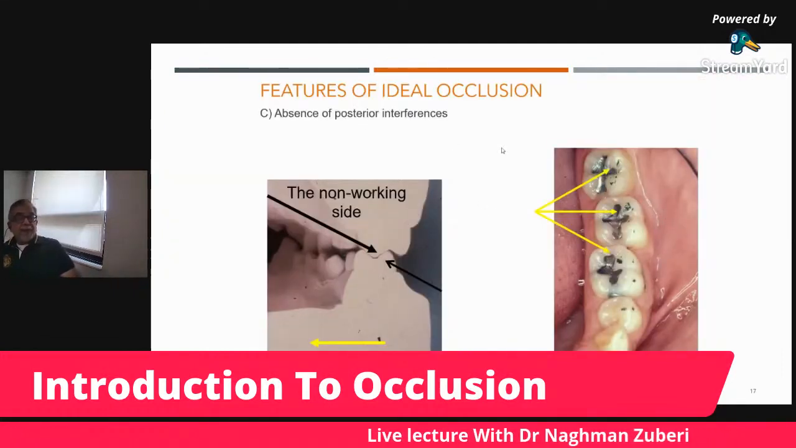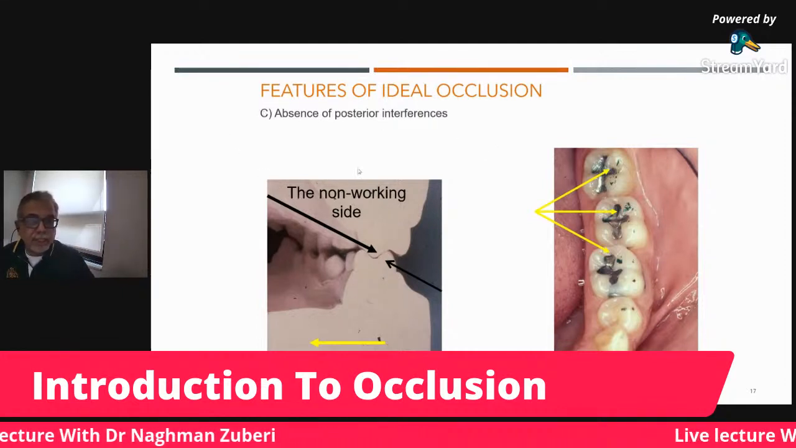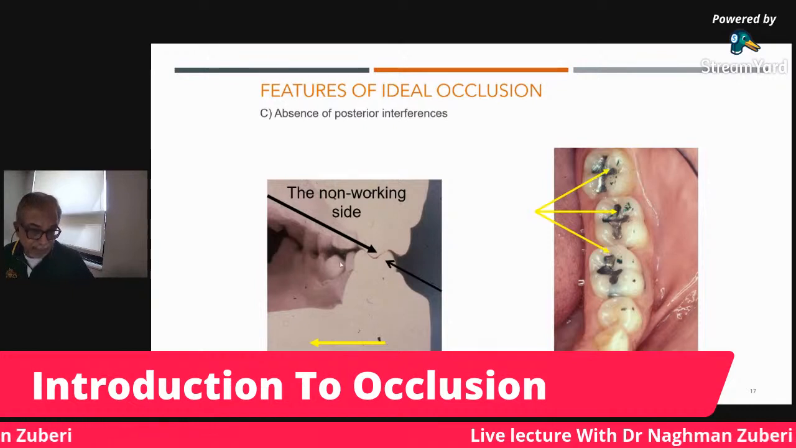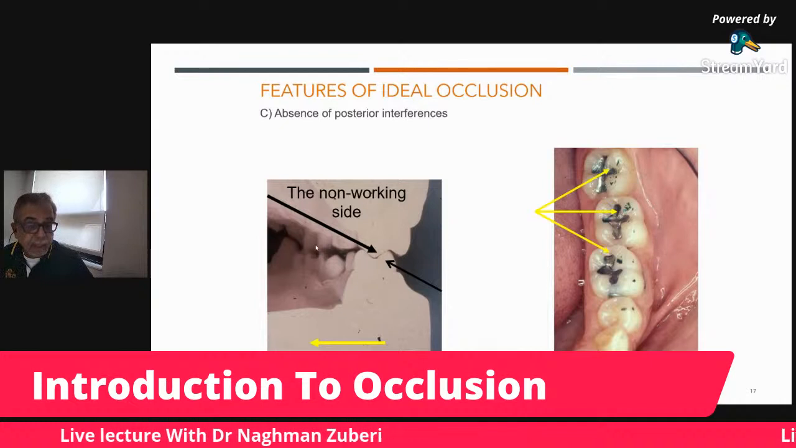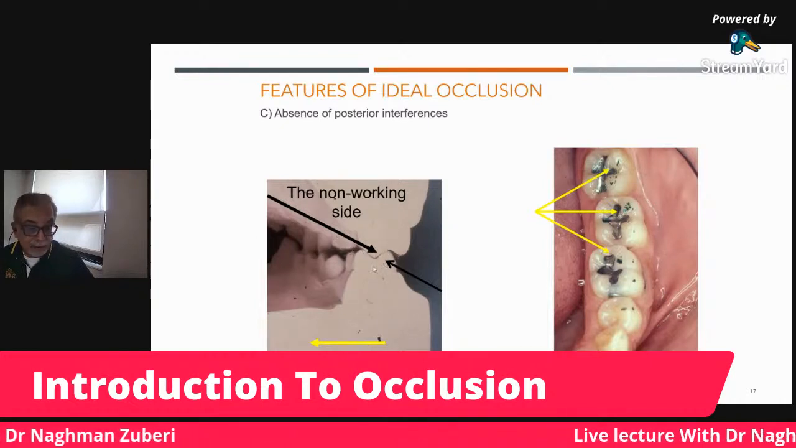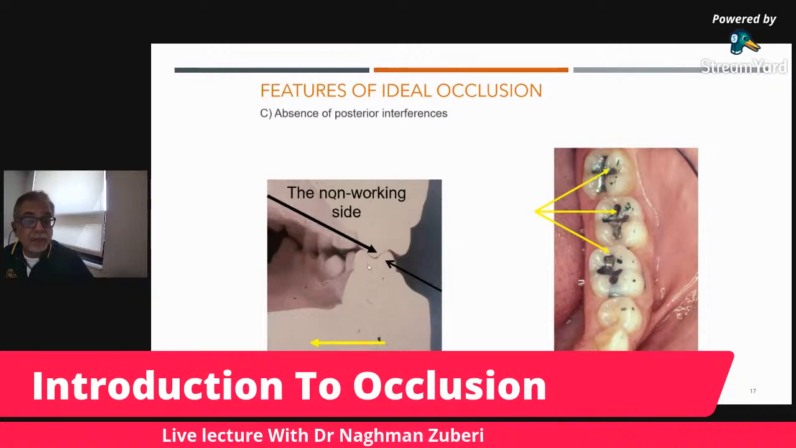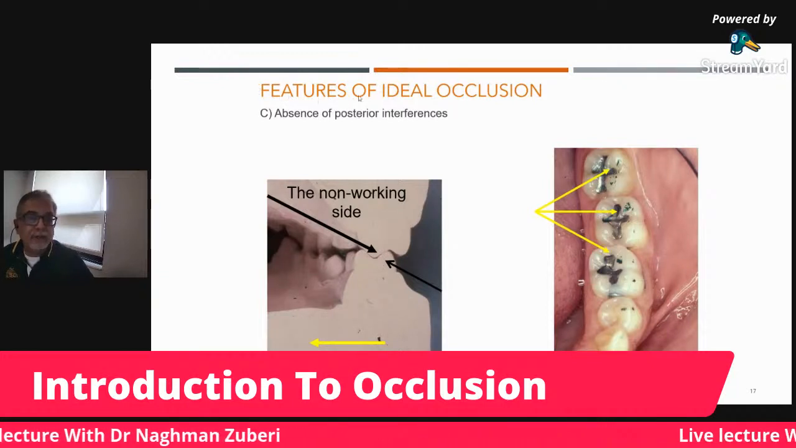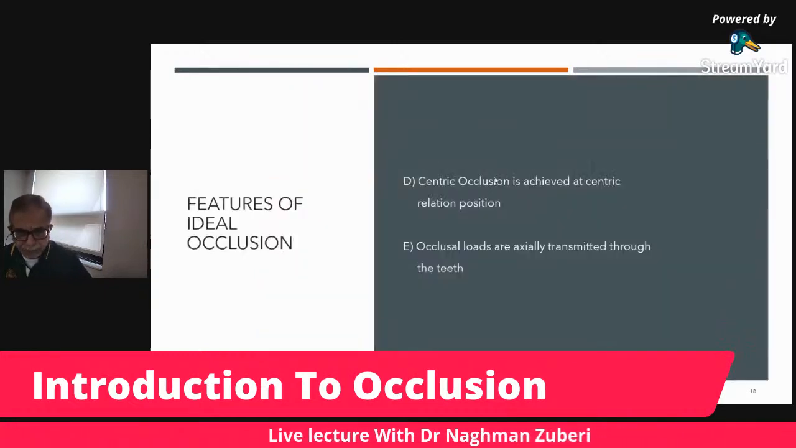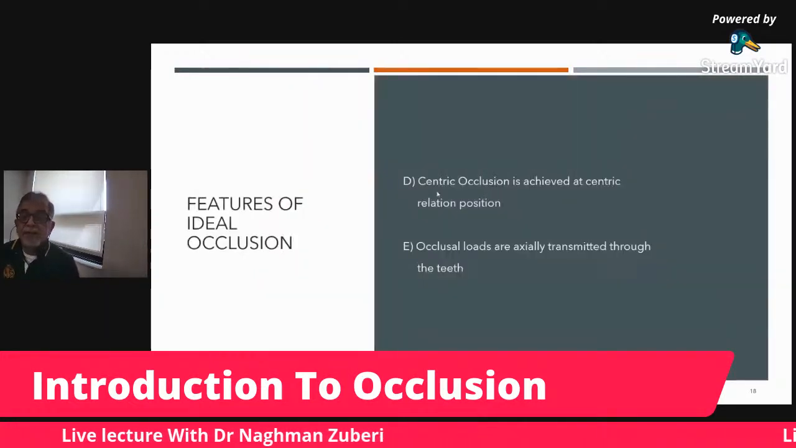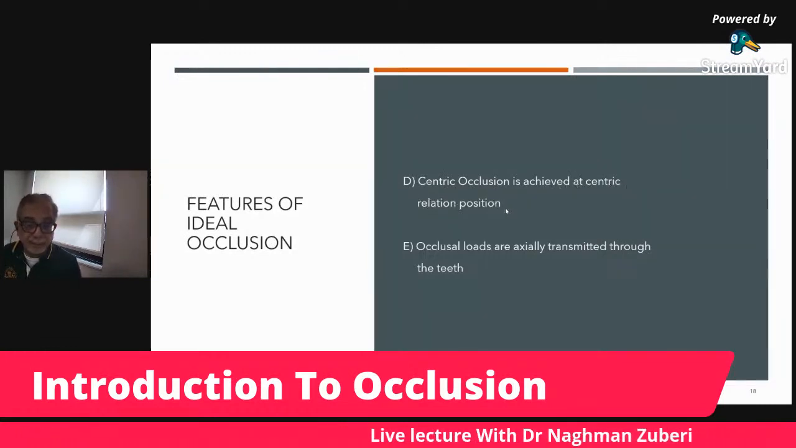There must be absence of any posterior interferences on the non-working side. If there is an interference on the non-working side, that should be addressed. It must not have any interference on the non-working side. It is one of the features of ideal occlusion. Then comes centric occlusion is achieved at the centric relation position.